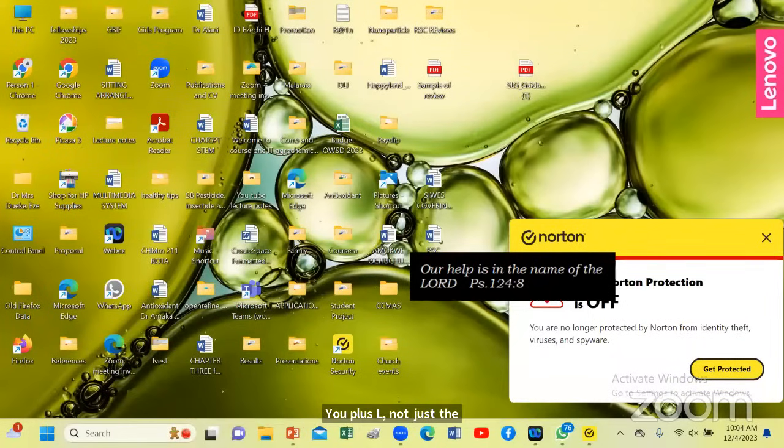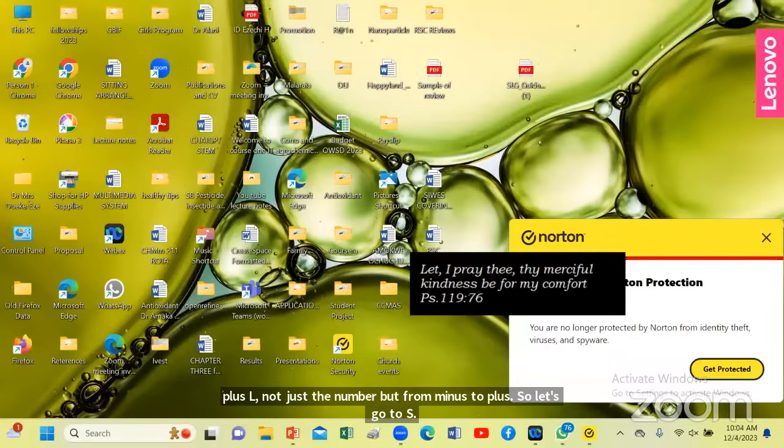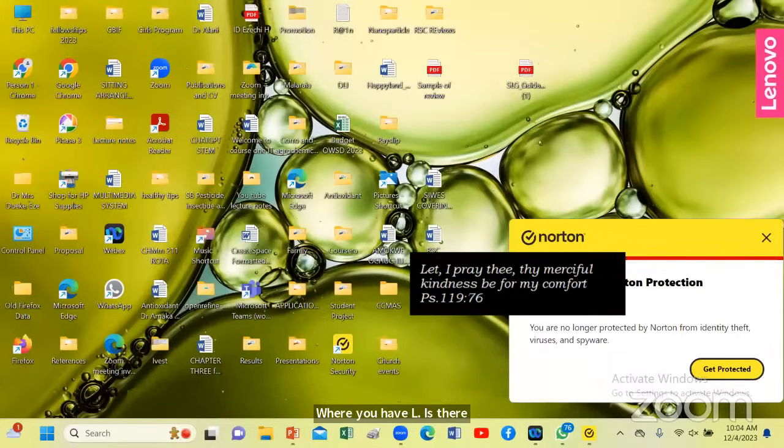So let's go to S, where you have l equal to 0. Is there anything like minus 0? There's nothing like minus 0. So we still have 0 there for the ml. So for the subshell S, l equals 0, ml equals 0.